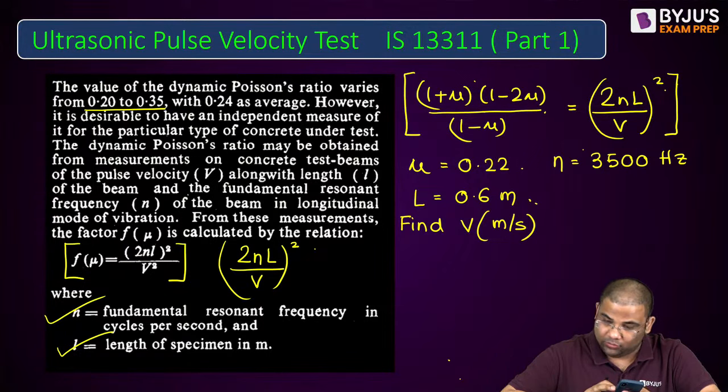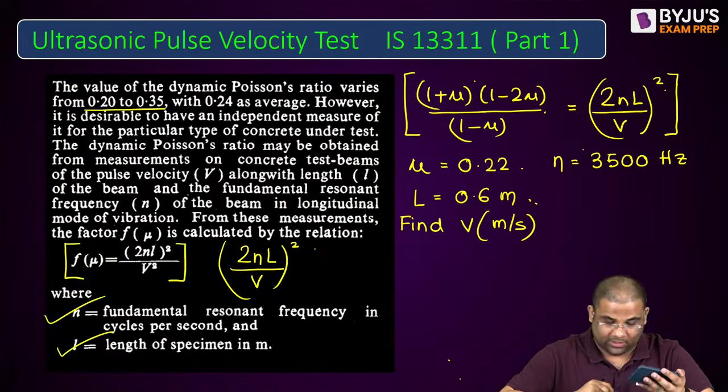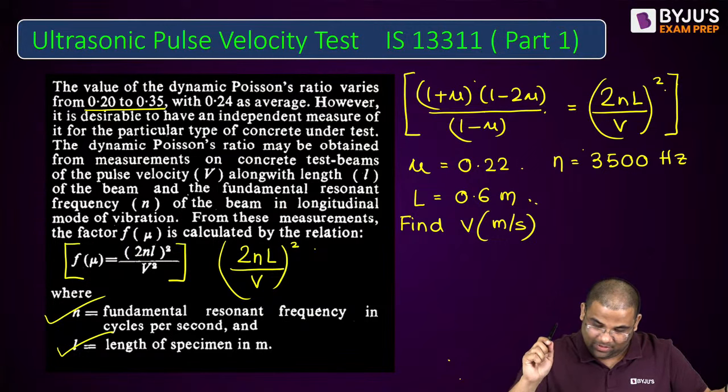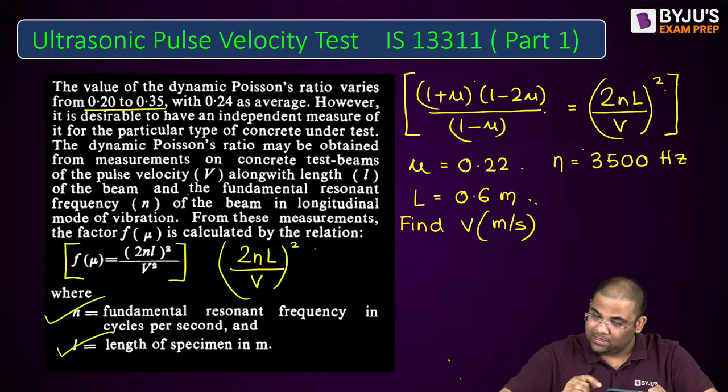Okay, so 1.22 into 0.56 divided by 0.78. I'll take the square root of this. Why are others not doing? Everybody do, please. I'll take the square root of this. Okay. You know, we have done one mistake. No, no, we have not done any mistake. It's correct only. Then V will be equal to 2NL divided by this 0.936.